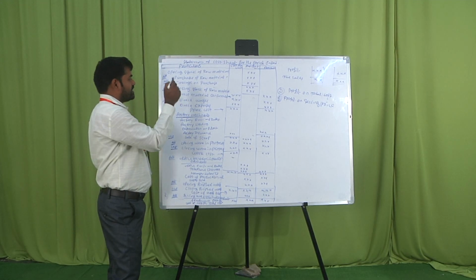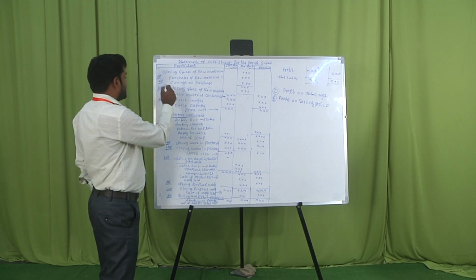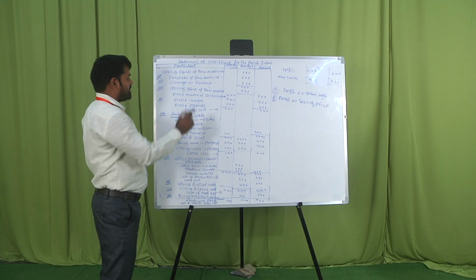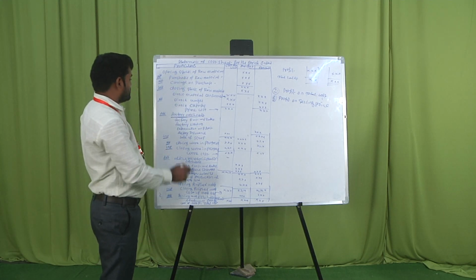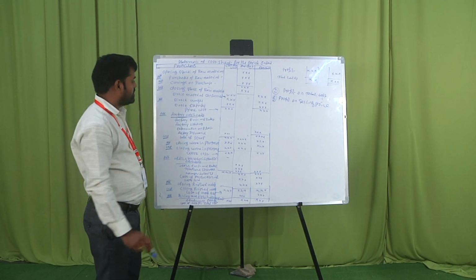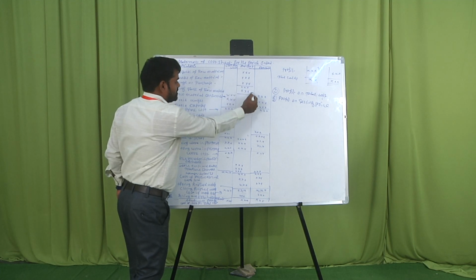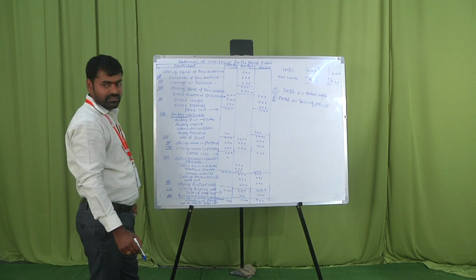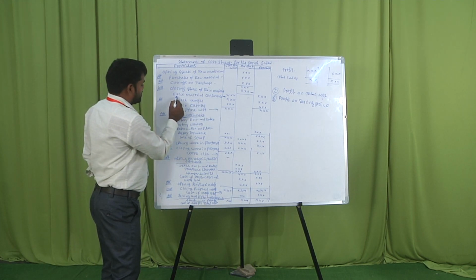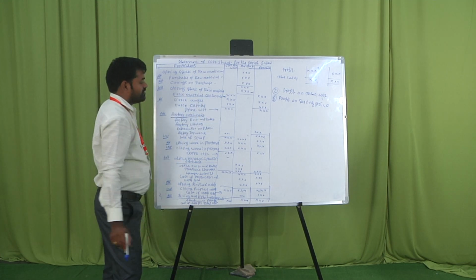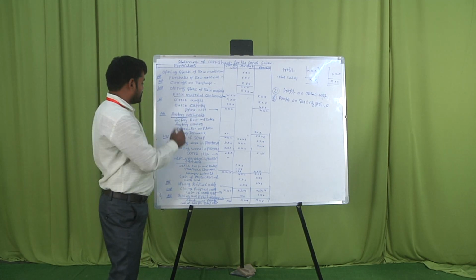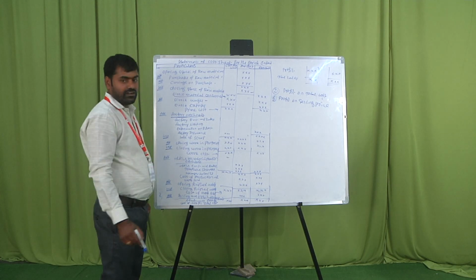Whatever expenses are incurred on the purchase of raw material are also added to the purchase of raw material. So carriage on purchases is added to the purchase of raw material. Then less closing stock of raw material. Add these three, then deduct closing stock of raw material from the above three. After that, you get the direct material consumed.